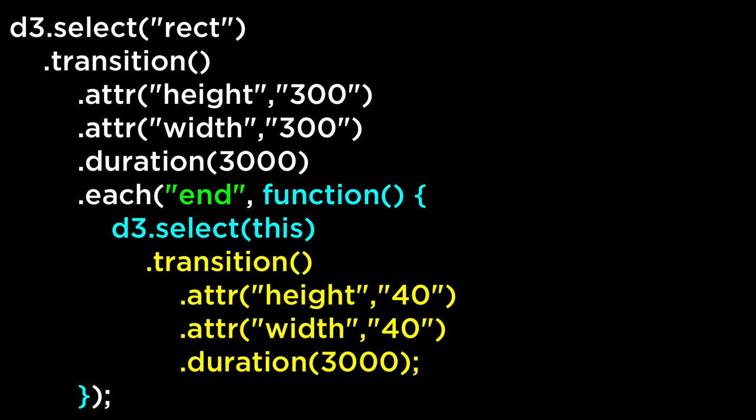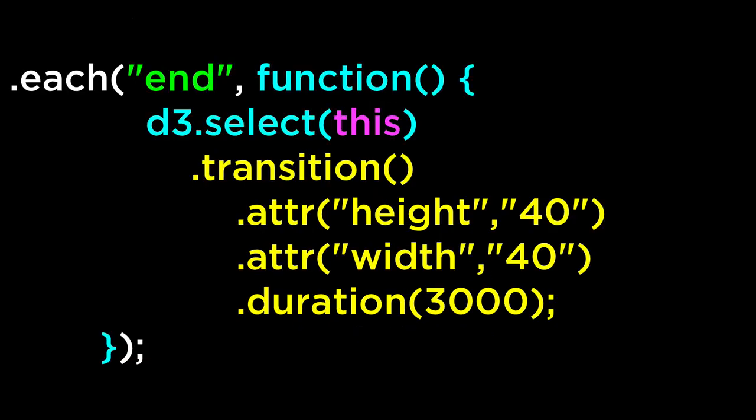What is new this time is the .each section that is highlighted. Here, for each element in the selection, we are going to listen to the end event from the transition. Once this happens, we will run the callback function we are defining here. Let's take a closer look.